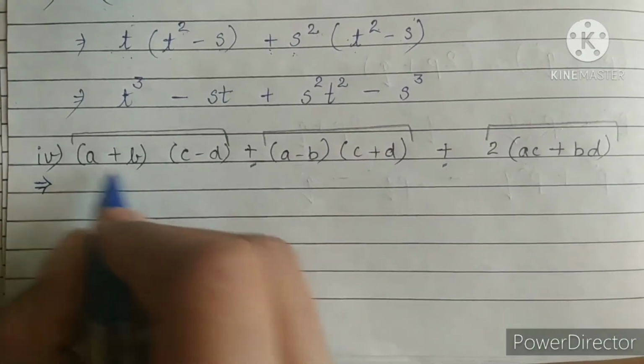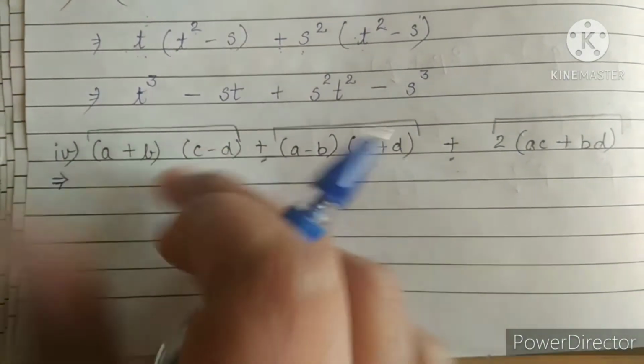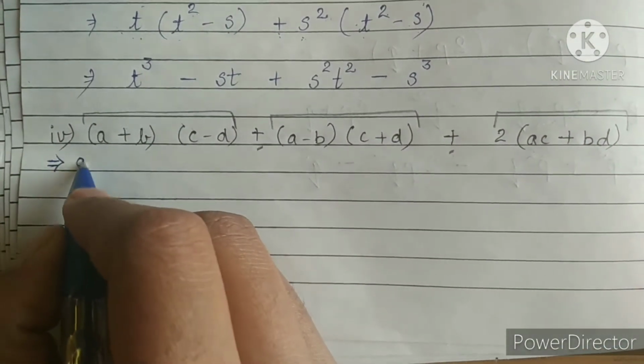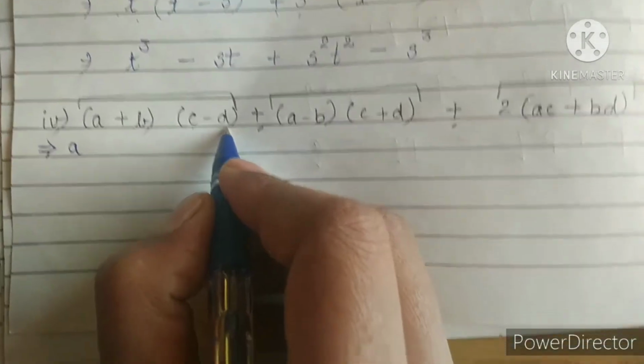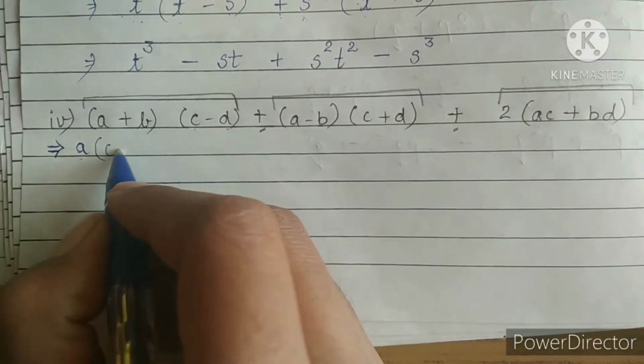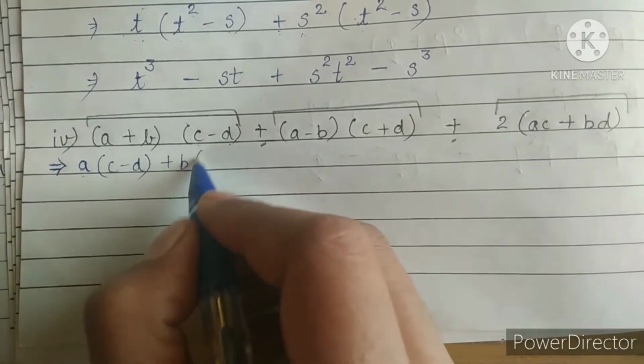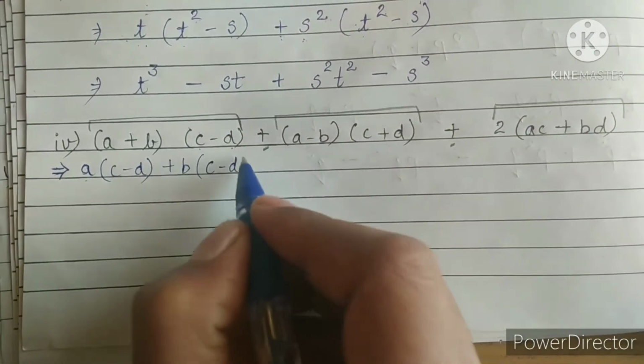Okay, so I am solving these first two. So a plus b is multiplying in the second expression. So a multiplied by c minus d plus b multiplied by c minus d.